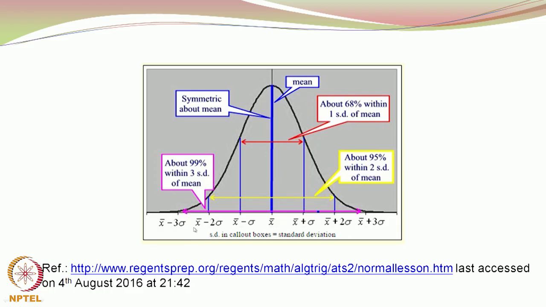And if you go to x bar minus 2 sigma, that means 2 standard deviations from the mean value or below the mean value, and then you go 2 standard deviations ahead of the mean value, then you pack something like about 95% of the total area. Okay. So, when you go 3 standard deviations from the mean on either side, then you pack something like 99% of the area.